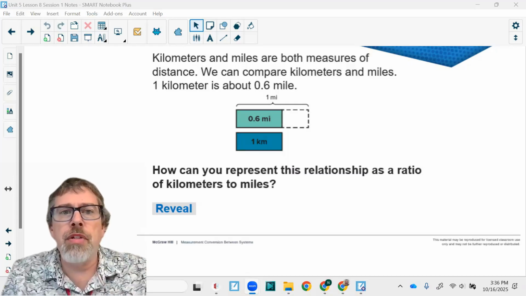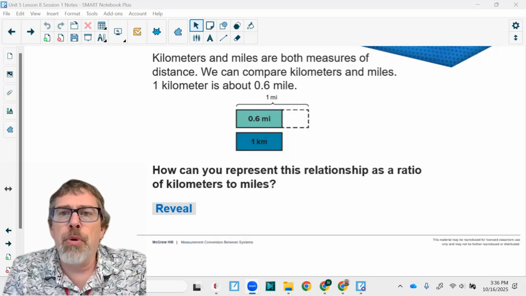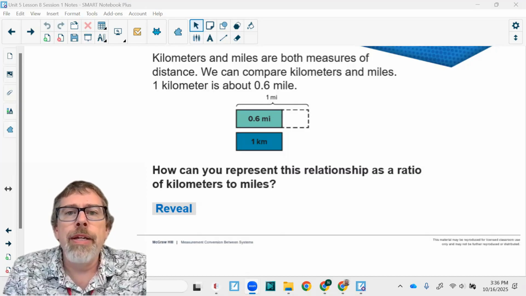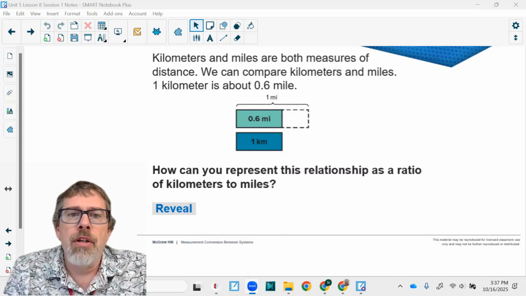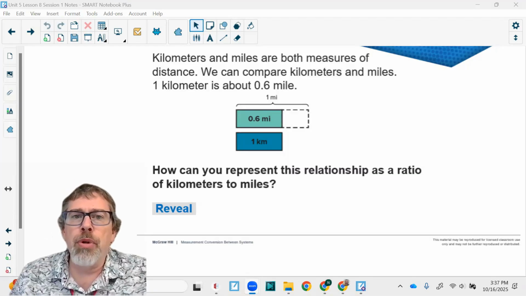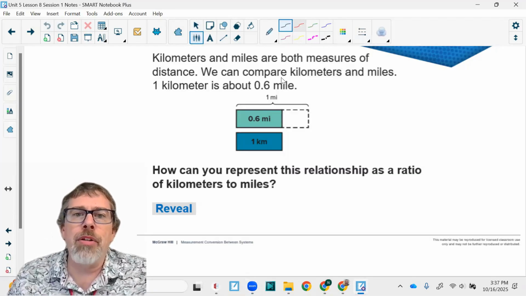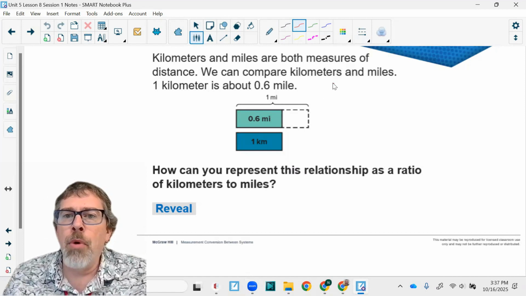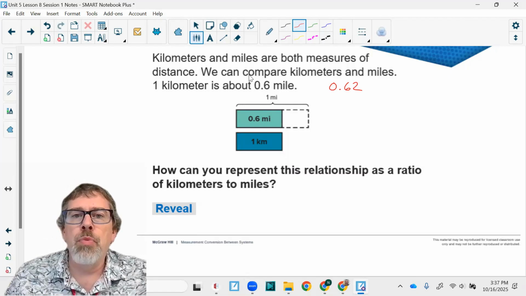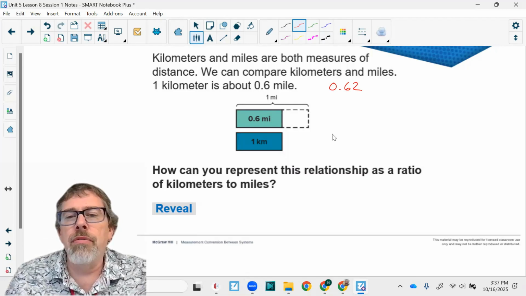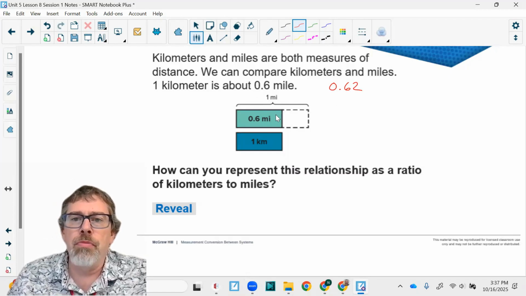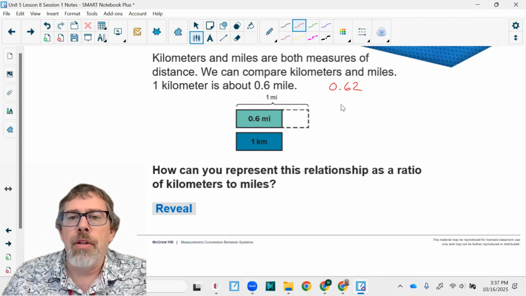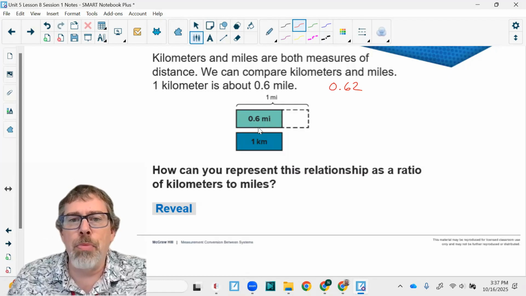Okay, so on this page, they're saying kilometers and miles are both measures of distance. We can compare kilometers and miles. 1 kilometer is about 0.6 miles. So they're rounding to the nearest tenth. A more accurate value is 0.62 miles, because the faster you go, the more you're going to be off if you round to the tenth. But anyhow, they rounded to the tenth. 0.6 miles is approximately 1 kilometer.